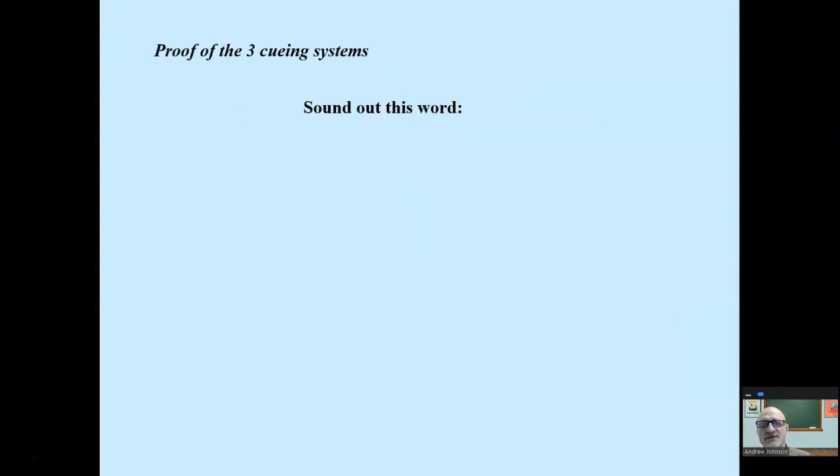So, proof of the three cueing systems. Let's pretend we're reading and we encounter a word. Sound this word out. There are some who still insist that reading is simply sounding out words, and that the three cueing systems used to identify words is a bunch of baloney. So examine your own eye movement here. I'm sounding this word out. St, st, st, sta, sta. Stam, stam. Stamp. Oh, it's stamp, of course.